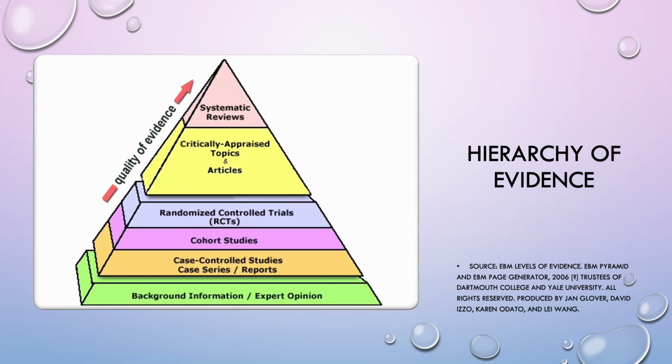So you know this triangle is the hierarchy of evidence. At the base, we have the weaker studies. These are background information and expert opinion, followed by case-controlled studies, and followed by observational studies such as the cohort studies. Next, we have the experimental studies, which are the randomized controlled trials, followed by the critically appraised topics and articles, and the systematic reviews are the strongest in the hierarchy of evidence of medical journals.